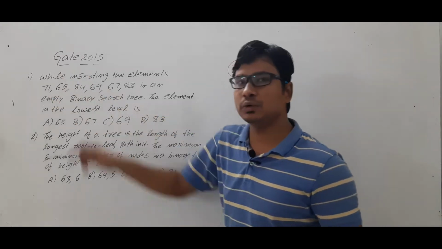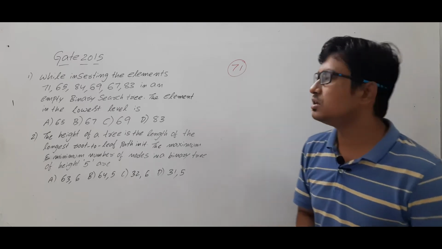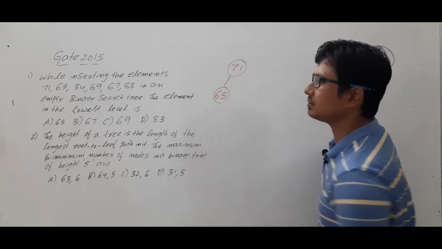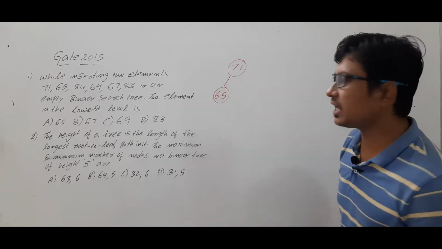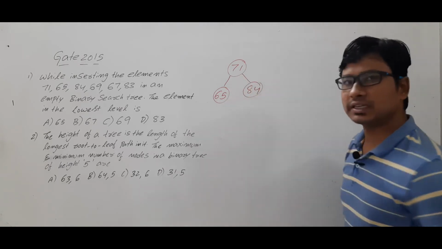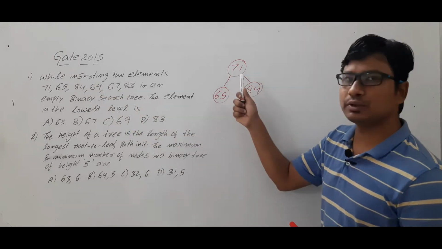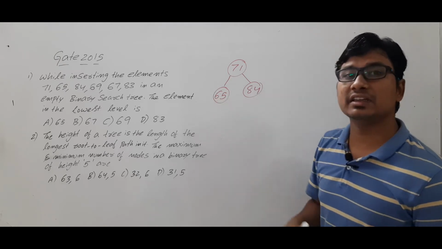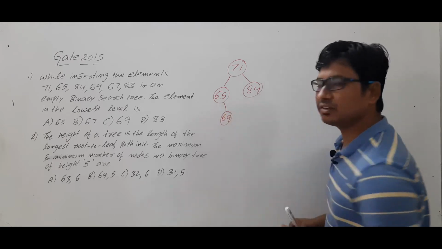So the next element to insert is 65. 65 is less than 71, so you need to insert 65 to the left of 71. Now next you need to insert 84. 84 is greater than 71, so it should fall in the right subtree. Okay. Now 69. 69 is less than 71, so it will come to the left subtree. 69 is greater than 65, so it will come to the right of 65.